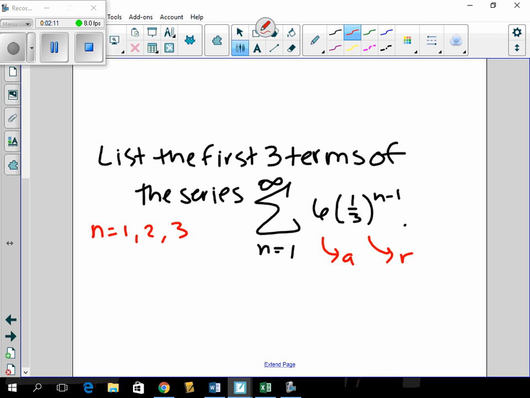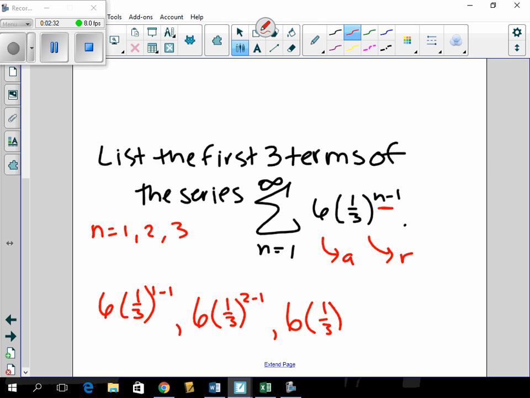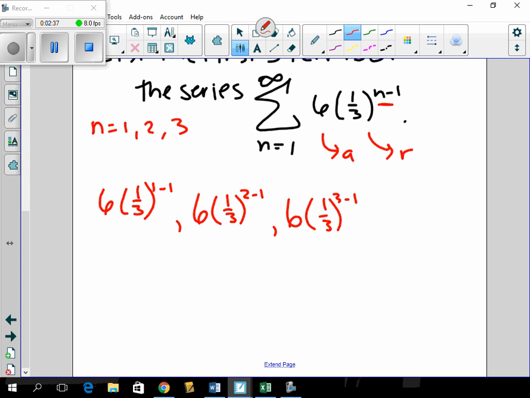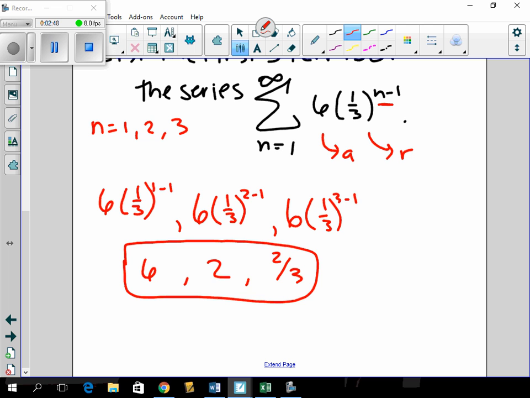So all we're going to do is plug those into our original series wherever we see n. So n equals 1: I'm going to take 6 times 1/3 to the 1 minus 1. That's my n equals 1 term. My n equals 2 term is 6 times 1/3 to the 2 minus 1. And then for the third term, 6 times 1/3 to the 3 minus 1. And then I'm just going to simplify these a little bit. So here I get 6, 2, and 2/3. So this is the first 3 terms of my given series.